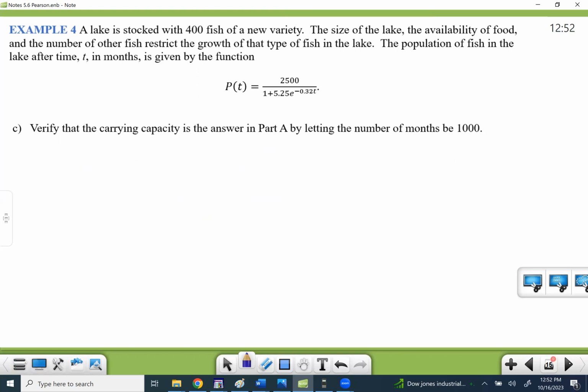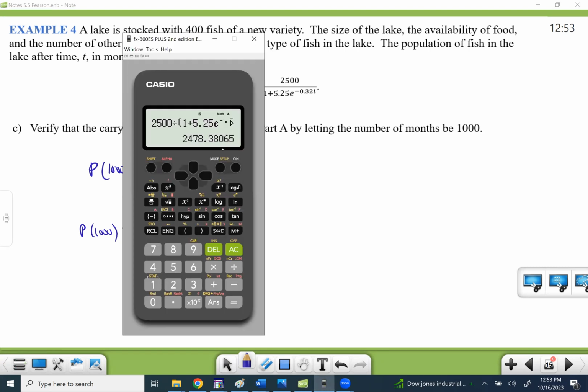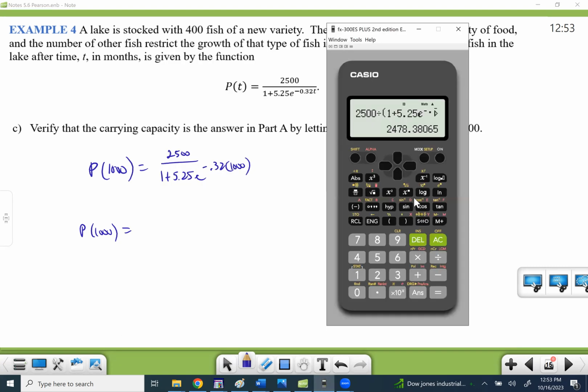Verify that the carrying capacity is the answer in part A by letting the number of months be 1,000. So that's a pretty big number, 1,000 months. So we're going to substitute that in. And let's see what we get. The population after 1,000 months. My other calculator just spit out 2,500. It was like already there, but I'm not sure.